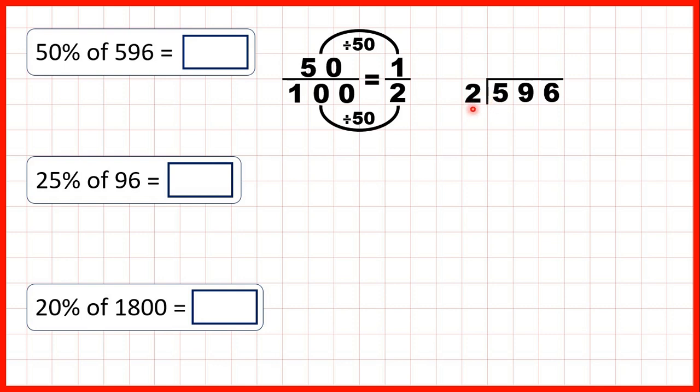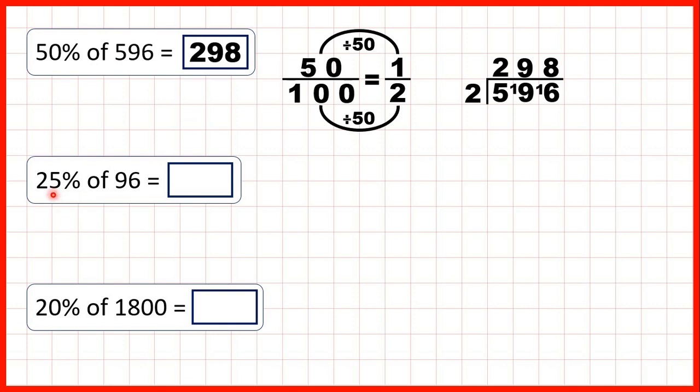5 divided by 2 is 2 remainder 1, 19 divided by 2 is 9 remainder 1, and 16 divided by 2 is 8. So 50% of 596 is 298.